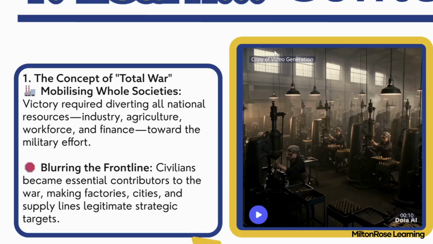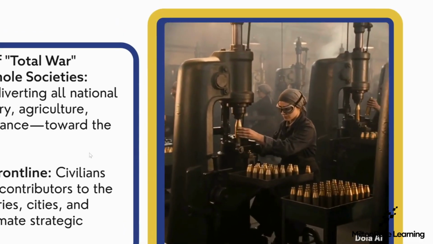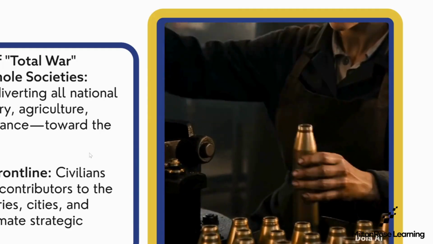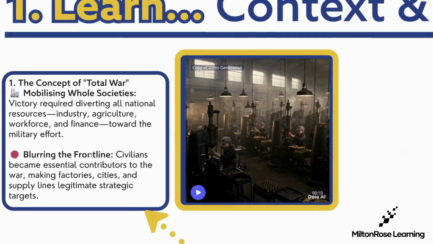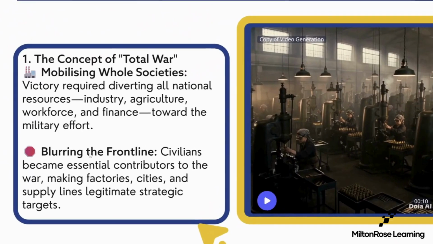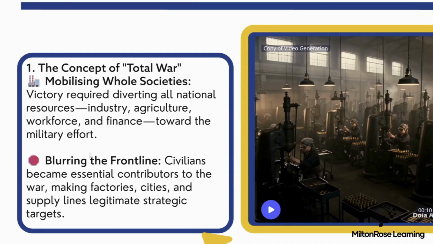And you can see that actually in the video, with women joining the workforce, which was a revolutionary concept as well, working in munitions factories and so on. So it was starting to dislocate and change society and how it actually operated, with the concept of total war. And with this concept, it blurred the front line. Civilians now became essential contributors to the war, making factories, cities and supply lines legitimate strategic targets. Civilians started to die as well, up to a certain point. And so the front line and the distinction between military and civilian started to break down and become quite blurred.